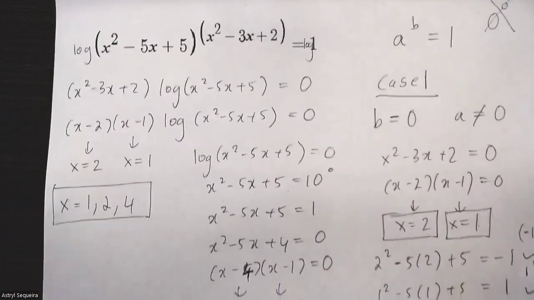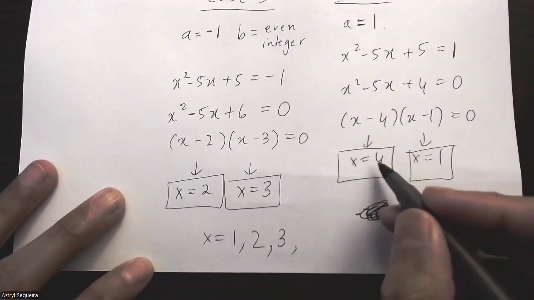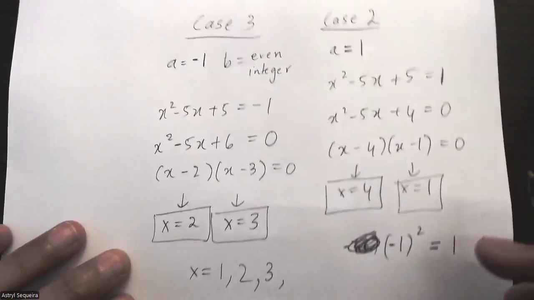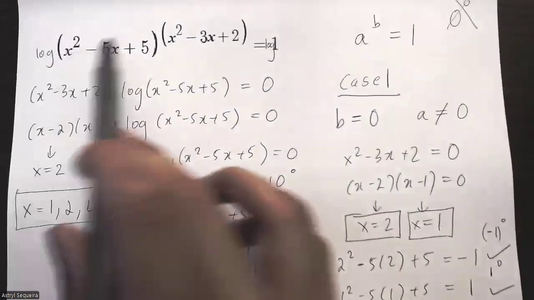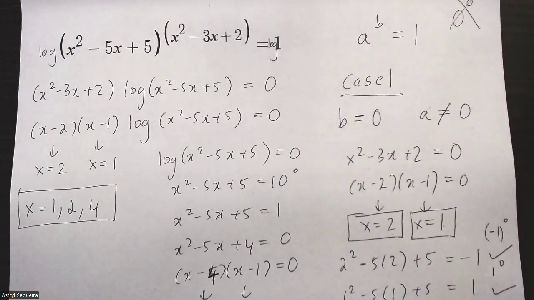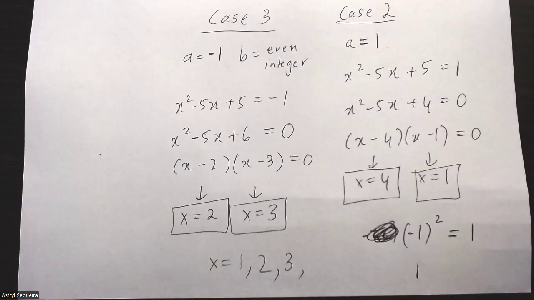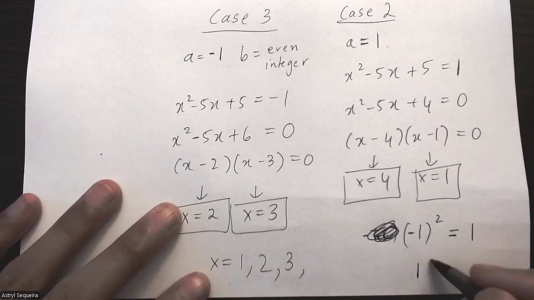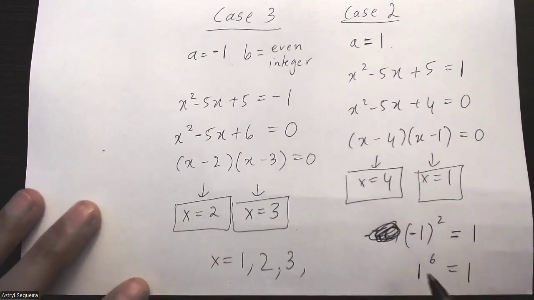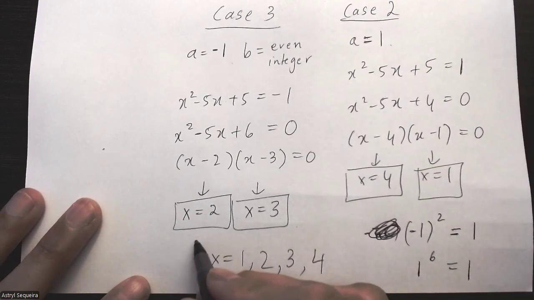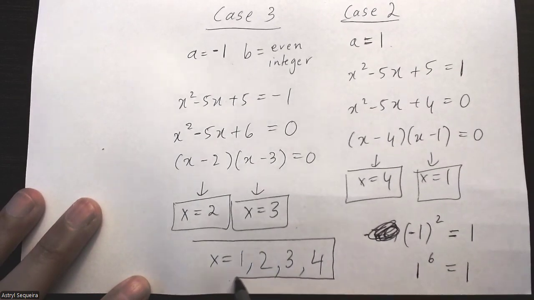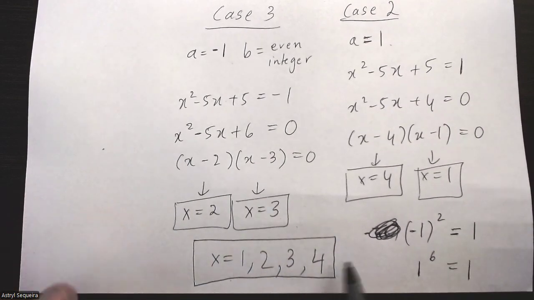one that you would have missed if you tried the algebra method. And then finally, let's do x equals 4 by subbing 4 into the base over there. So 4 squared minus 5 times 4 plus 5 is positive 1. And then the exponent doesn't matter, but I'll just calculate it anyway. 4 squared minus 3 times 4 plus 2 is 6. 1 to the power of 6 is 1. So 4 is also a good solution. So in this question, we have a total of 4 different solutions, and all of them are valid.